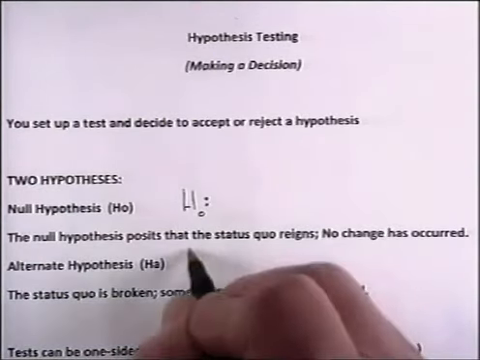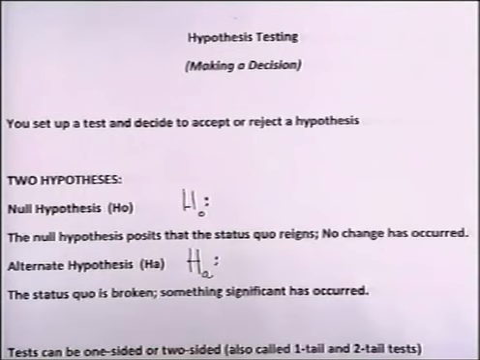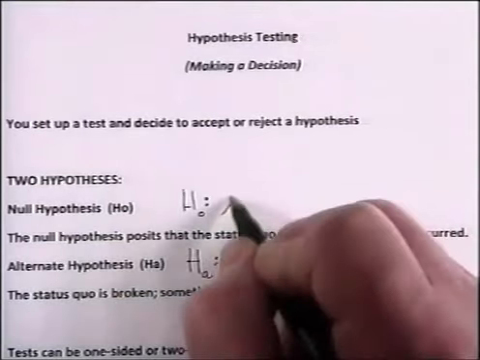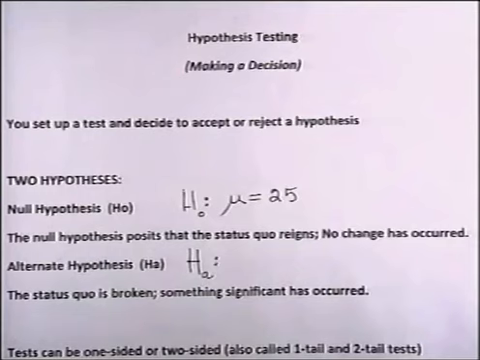The alternate hypothesis is written capital H with an A as a subscript and a colon after that. Okay? The null hypothesis states that the status quo reigns, that no change has occurred. And so we're going to be measuring something. So you're going to have the mean. The real mean is something. Let's say that we were testing something and the mean was 25. This would say mu equals 25. Okay? Our null hypothesis is that the mean is still 25. In other words, the status quo, nothing has changed.